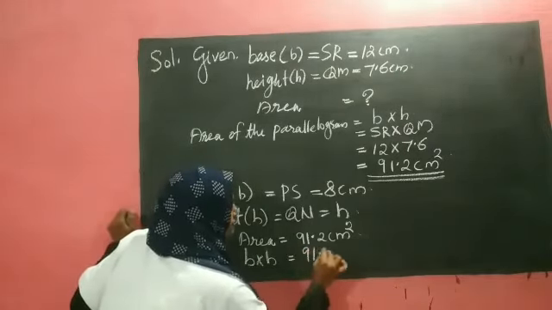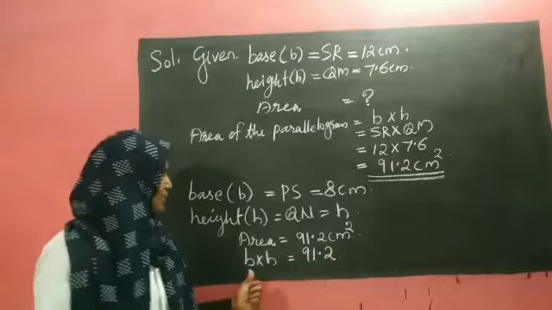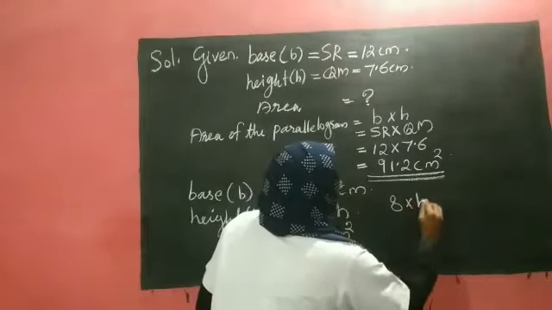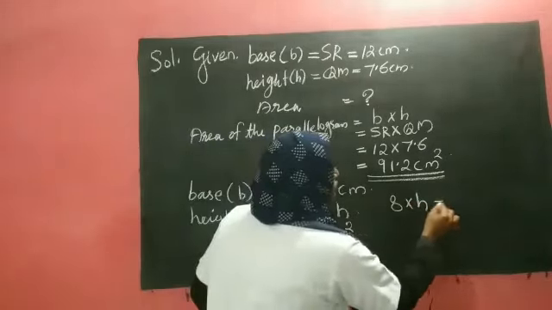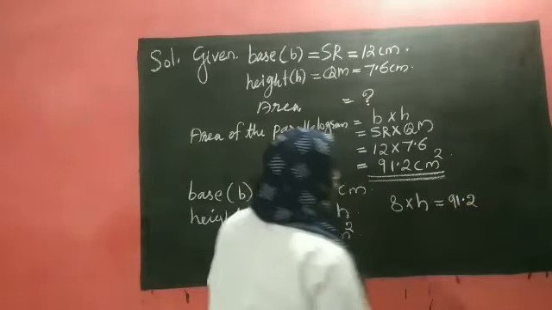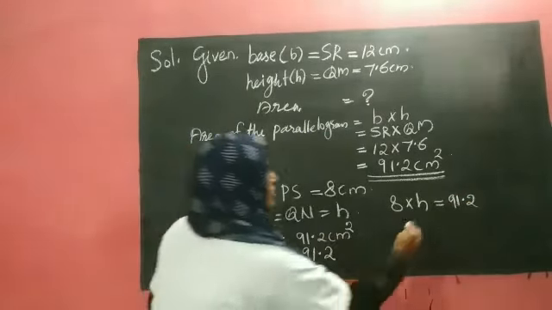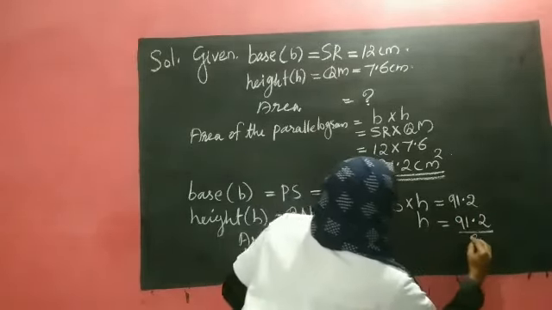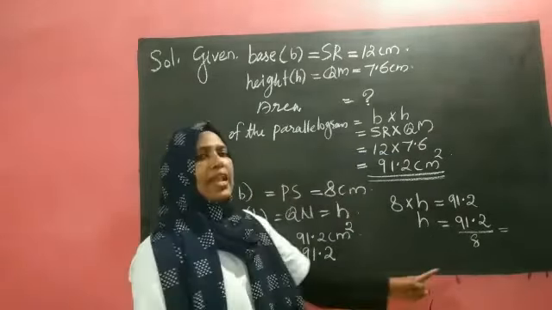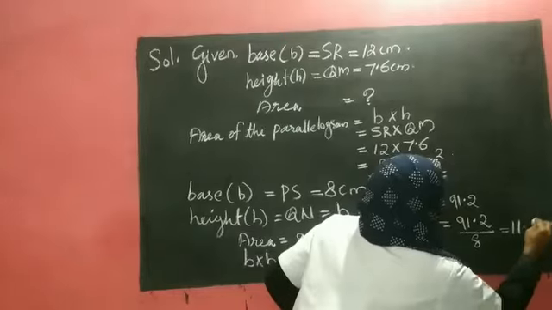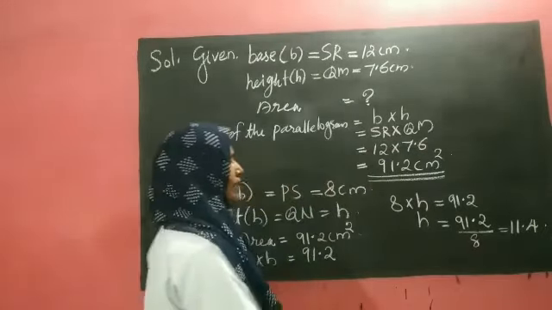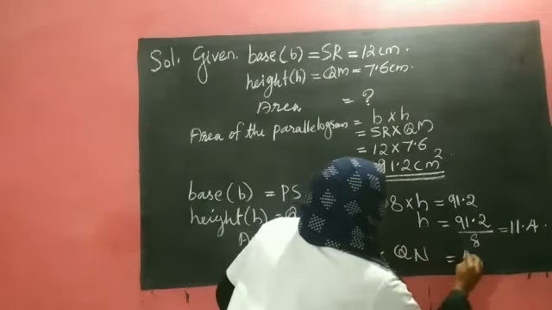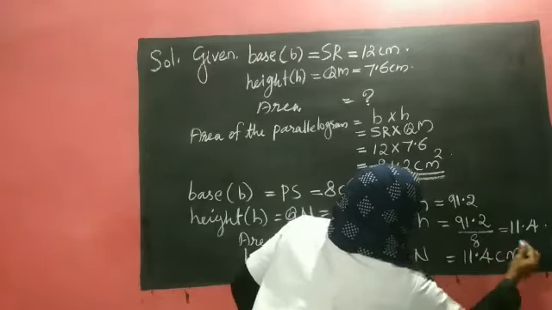Which is equal to 91.2. Then substitute the value of base, 8 centimeter. So 8 into h is equal to 91.2. So h is equal to 91.2 divided by 8, which is equal to 11.4. Therefore, the length of QN is equal to 11.4 centimeter.